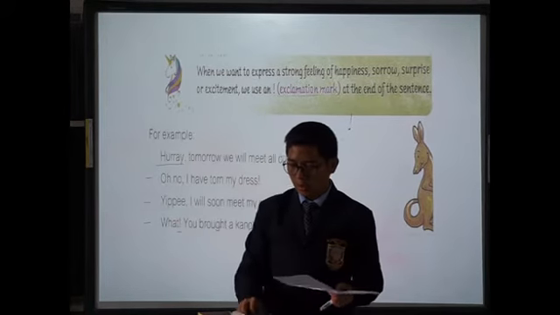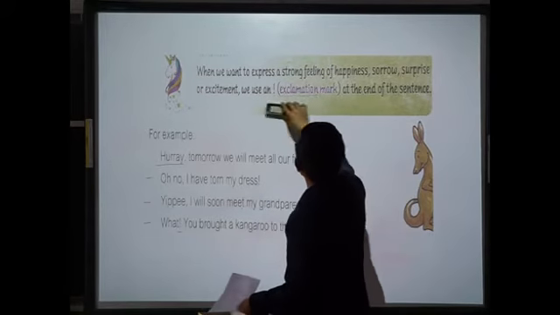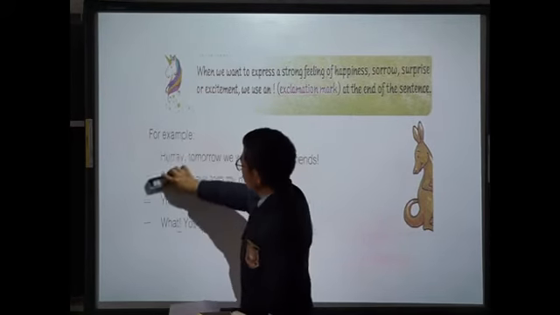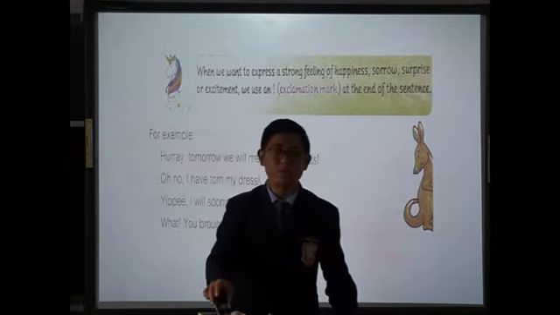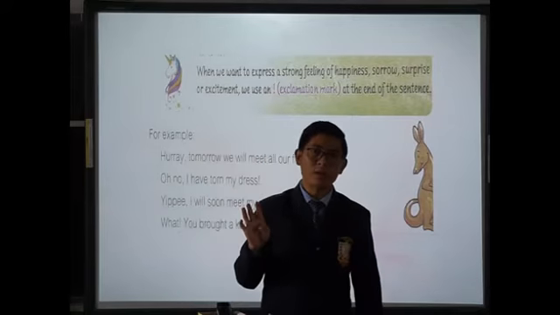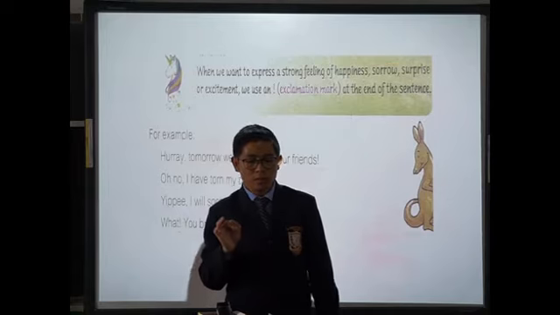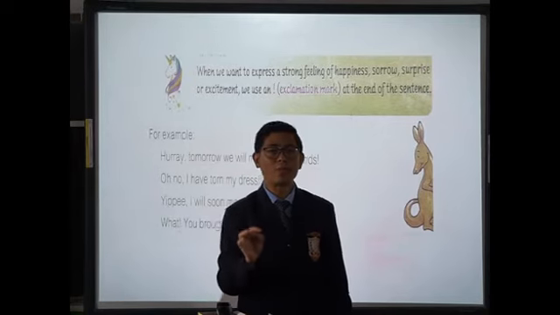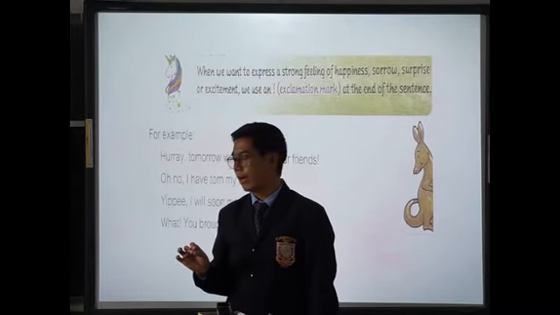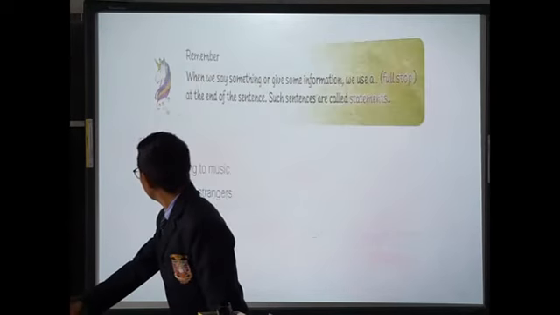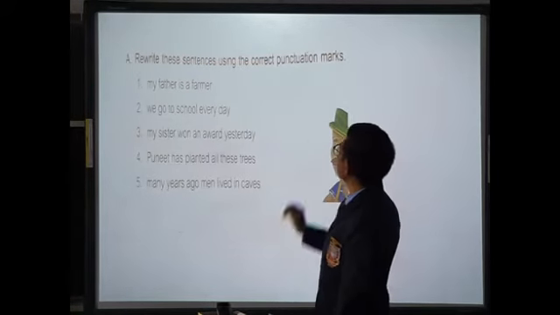Alright, so these are your punctuation marks. We have learned three punctuation marks, that is full stop, question mark, and exclamation mark. And remember, your sentence always starts with a capital letter, okay, and ends with a different punctuation mark. Alright, now let's do this one. Okay. Write a sentence using the correct punctuation mark.